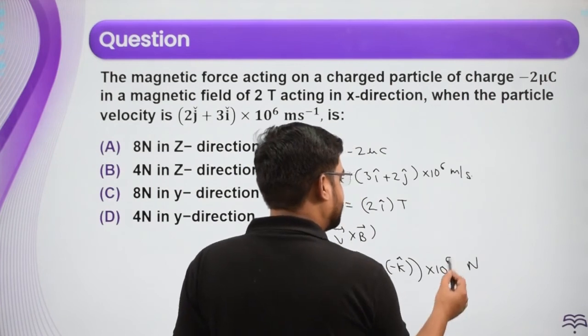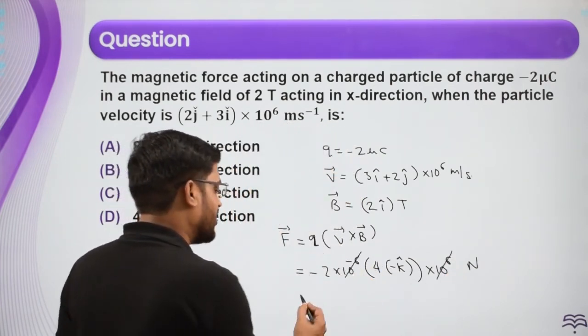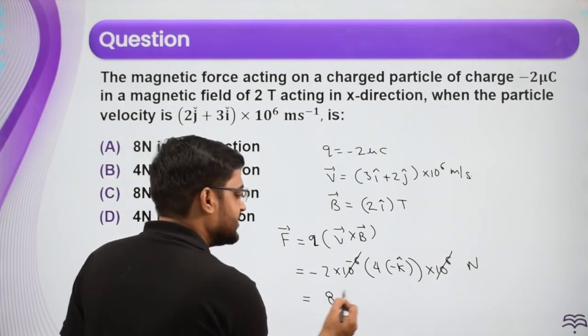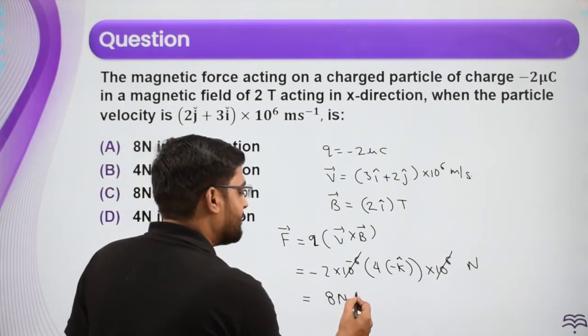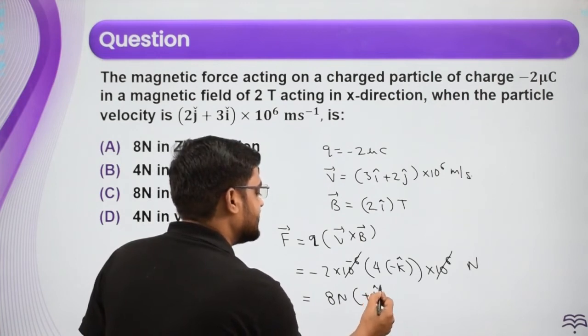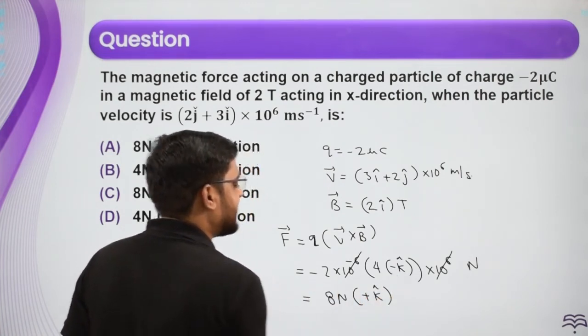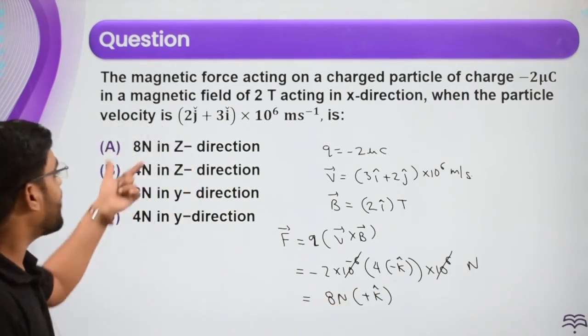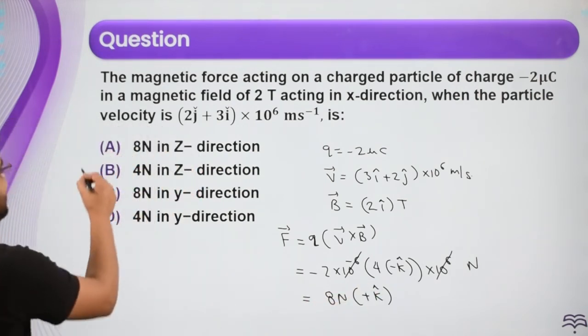So let's just check. 10 raised to 6 and 10 raised to minus 6 is gone. This is negative and this is negative, so negative sign is gone. This becomes 8. So 8 Newton and direction is positive K cap. I cancelled the two negative signs out. So 8 Newton towards K cap means positive Z direction. So answer is going to be A.